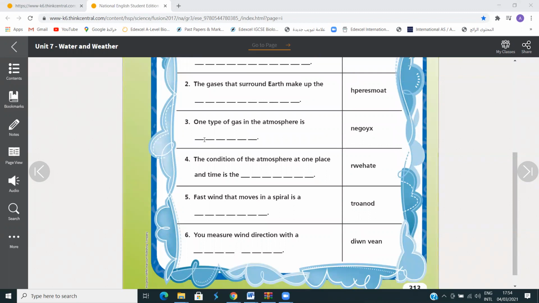Aoun Ashraf, it's number three, Aoun. One type of gas in the atmosphere is oxygen. Thanks, Aoun.